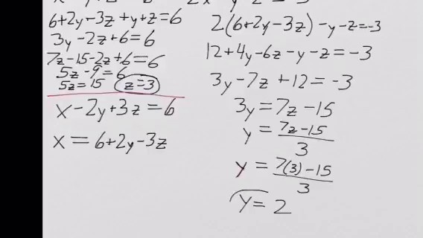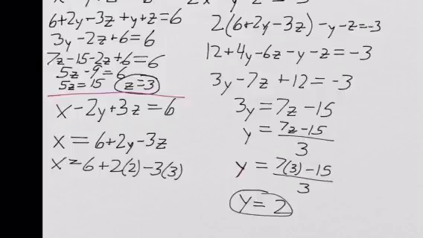And now I can take my values both for z and y and plug them in here to the equation I have for x. So I get x equals 6 plus 2 times 2 minus 3 times 3. And then that's 6 plus 4 minus 9. So I get x equals 1.